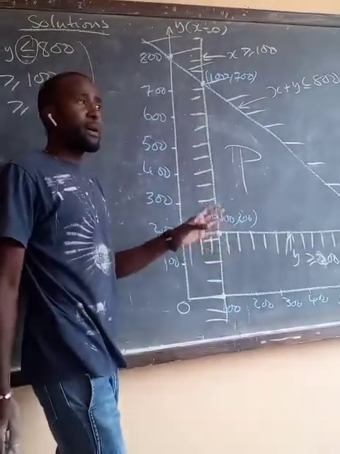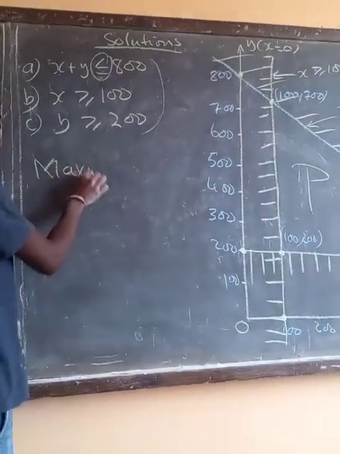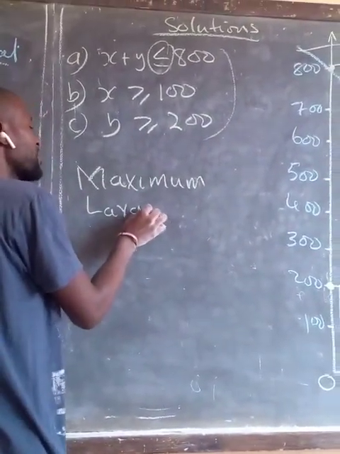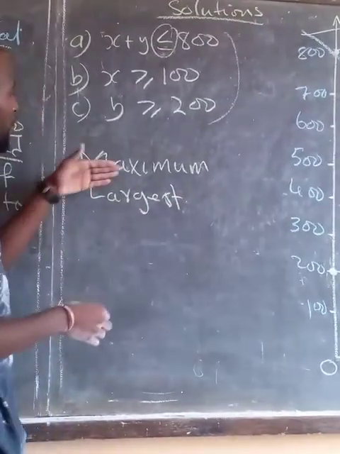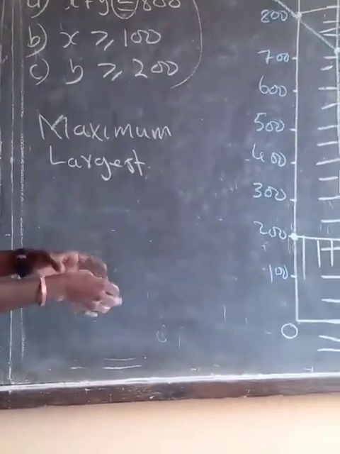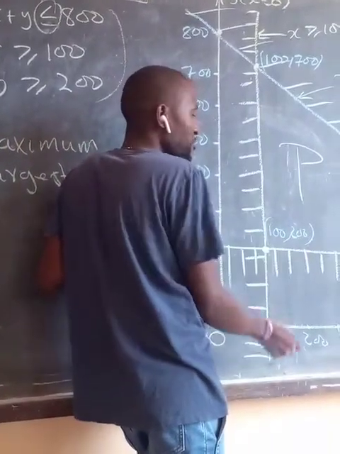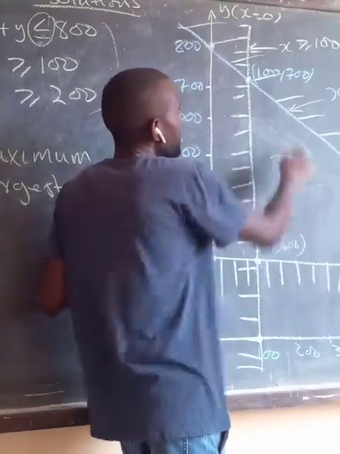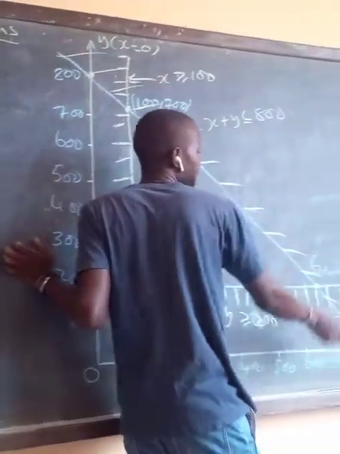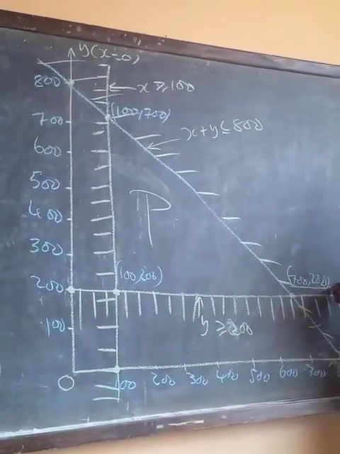So you get the maximum. When you hear the word maximum, it's the same way we talk of the largest. Maximum, we simply mean the largest. So what are those largest numbers that make the maximum profit? Look at this one. This is 100 and this is 200. When you add them together, you just get 300, which is not big. This is 700 and this is 100. When you add them, you get 800, which is not big. But this one, we have 700 and 200. These ones are the largest numbers.